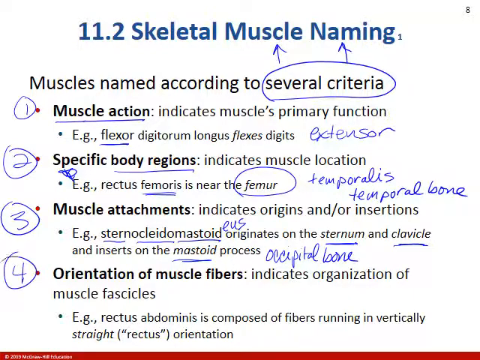The fourth criteria is the orientation of muscle fibers. So sometimes we're going to name them not only for the location, the body region, but also for the muscle fascicle arrangement. So rectus means straight. So rectus abdominis, straight abdominal muscle fibers. What do you think rectus femoris? Again, straight muscle fibers on the femur.